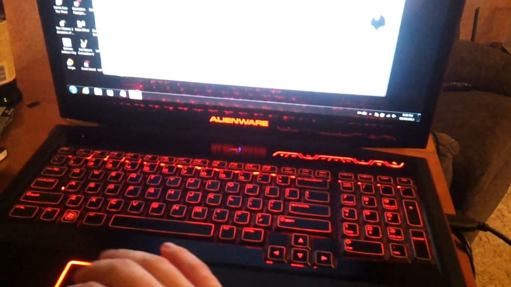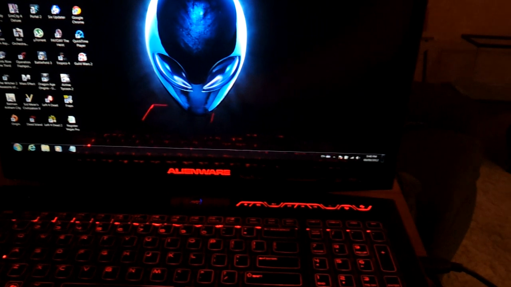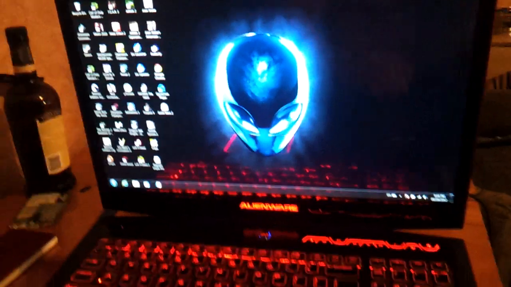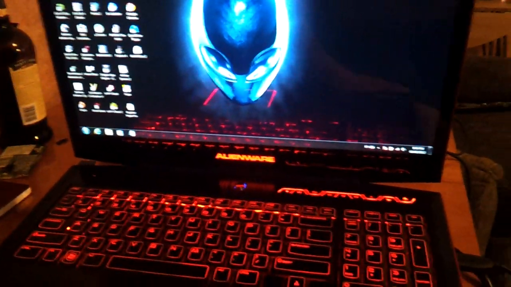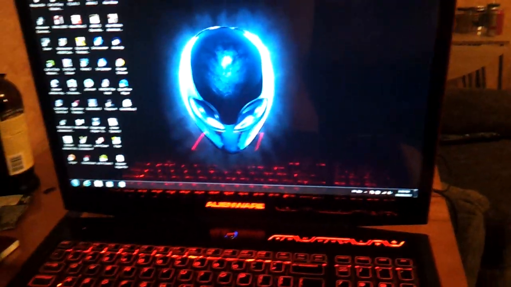The computer itself, I ordered it with the i7-3820QM processor. It runs at 2.7 gigahertz, and I think it automatically goes up to 3.4 with the virtual overclocking, I'm pretty sure. 16 gigs of RAM. The hard drive is a 750 gigabyte hard drive, and the graphics card is the AMD Radeon 7970M. Definitely the best graphics card on the market right now. If you're looking for 3D, the 7970M does not have 3D capabilities, just so you guys are aware.